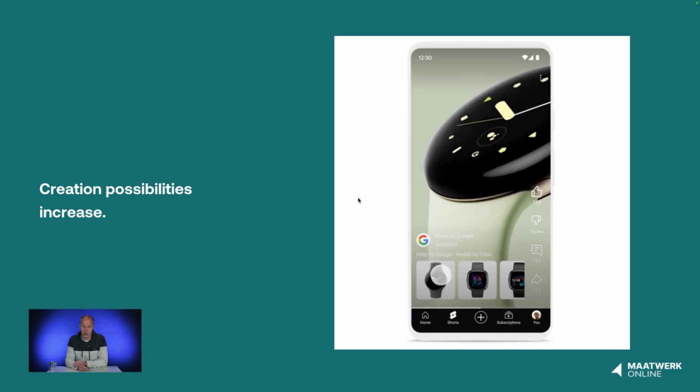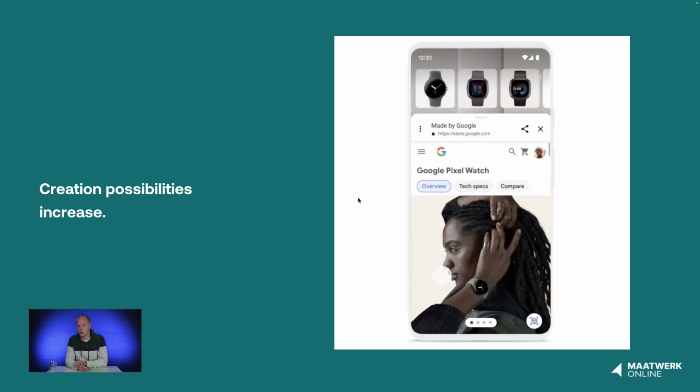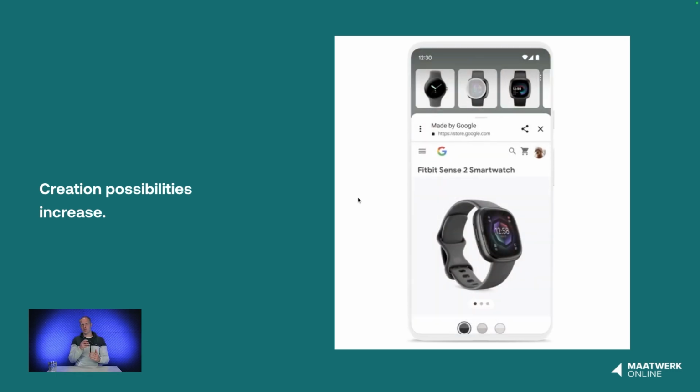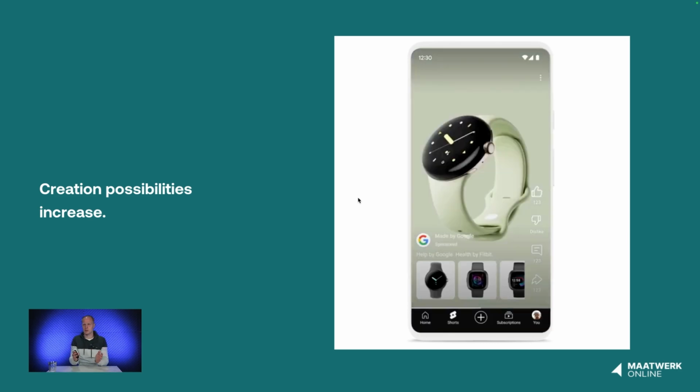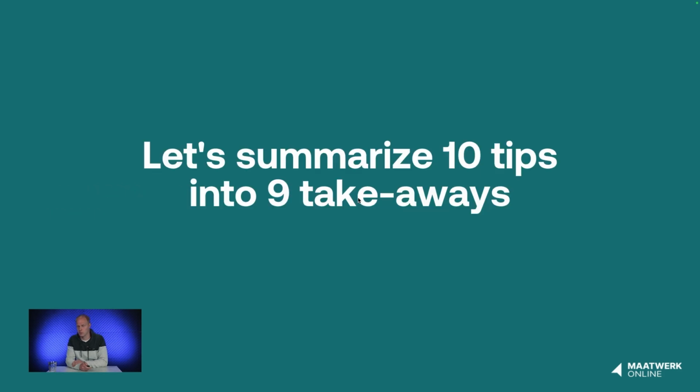The possibilities for the creatives are actually increasing. So as I mentioned before, you really need to upload every aspect ratio that's available, and it's increasing all the time as well. So Google is still adding new possibilities regarding ad creation in Demand Gen.